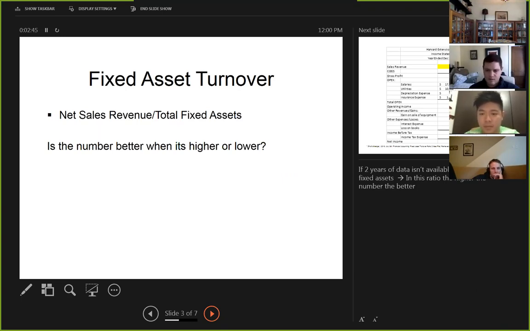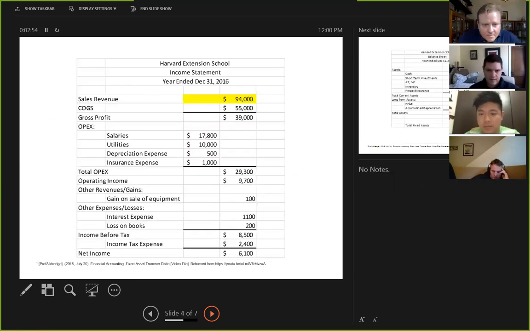So I'm going to run through a quick balance sheet example. I think this is a good number to figure how efficient something is, but it's not as complicated as some of the other things we'll look at today. So we'll take the Harvard Extension School, and we'll look at the income statement. The sales revenue is generally right there at the top of your income statement. So we're going to work with $94,000.